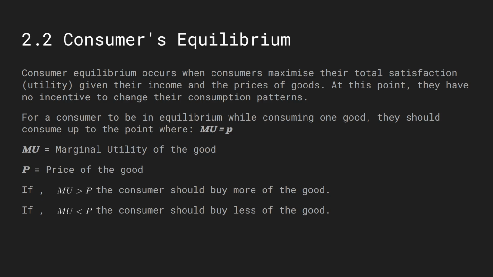For a consumer to be in equilibrium while consuming one good, they should consume up to the point where MU is equal to P, where MU is the marginal utility and P is the price of the good. So marginal utility of the good is equal to the price of the good, and that is the point when consumer equilibrium occurs. If the marginal utility is greater than the price of the good, consumers should buy more of the good. And if the marginal utility of the good is less than the price of the good, the consumer may buy less of the good.